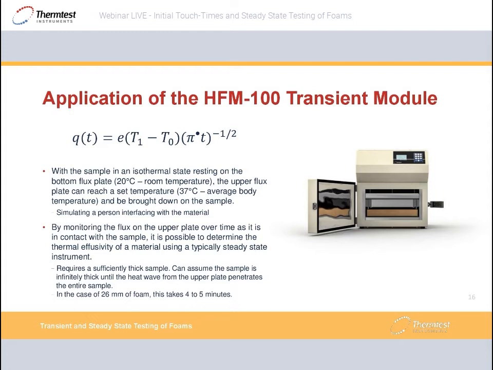And so how this would work is, and we'll have an illustration of this later on, with the sample in an isothermal state resting on the bottom flux plate, and we set this to 20 degrees Celsius, which is room temperature, the upper plate can reach a set temperature away from the sample, and we set this to 37 degrees, which is the average body temperature. And then you can bring this upper plate down onto the sample. And so this is simulating a person interfacing with a material, which in this case is a mattress foam sample.